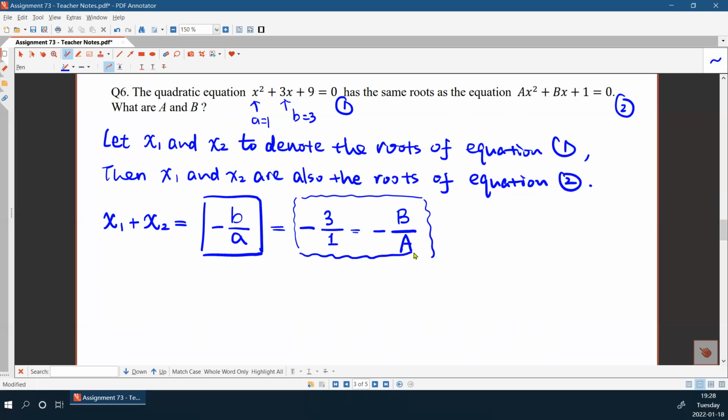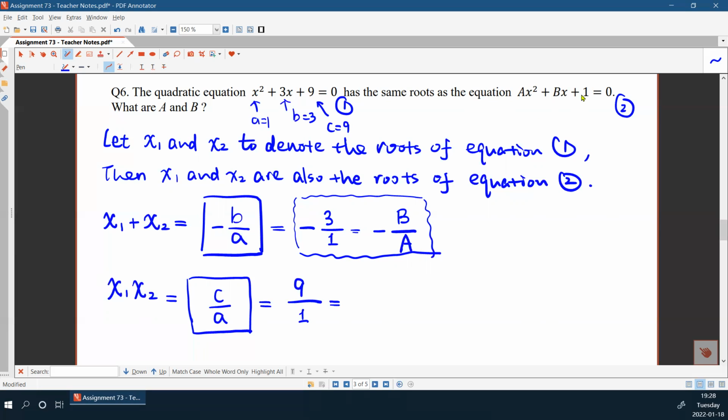So similarly, there is another piece of information we haven't used yet. That is the product of x1 and x2, remember? How about the product of x1 and x2? C over A, right? Of course, c is the constant, right? So what is c? According to equation 1, what is c? 9. What is a? 1. A is of course 1.